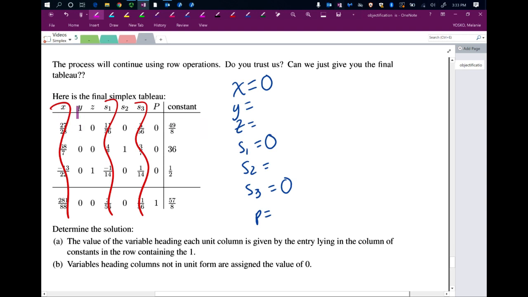So we look at, you have a 1, 0, again, pretend that's not there, 1, 0, 0, 0, and then a 49 over 8. So 1y plus 0z plus 0s2 plus 0p equals 49 over 8. Oh, wait, that's y equals 49 over 8. Okay, and then z, you see that z, there's a 1 in the z column down here, row 3. Again, 0, 0, 0, and a 1/2. So z is 1/2. S2, okay, there's a 1 in the row 2. We got 0, 0, 0, everything else. So 1 S2 equals 36. And P is 57 over 8.